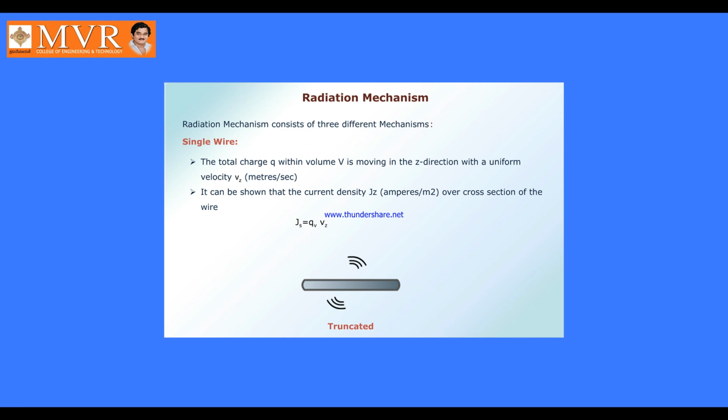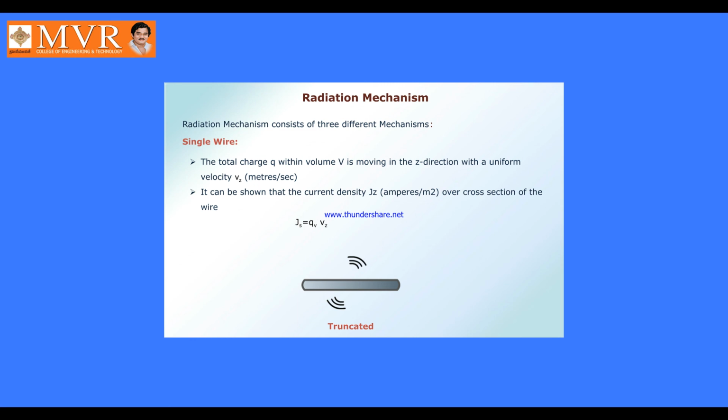If the charge is moving with a uniform velocity, here also some excitation source is there. If you truncate the wire, there is some excitation. If you bend the wire, there is some excitation. If you curve the wire, there is some excitation. So if a charge is moving with uniform velocity, then there is no radiation for a straight wire.